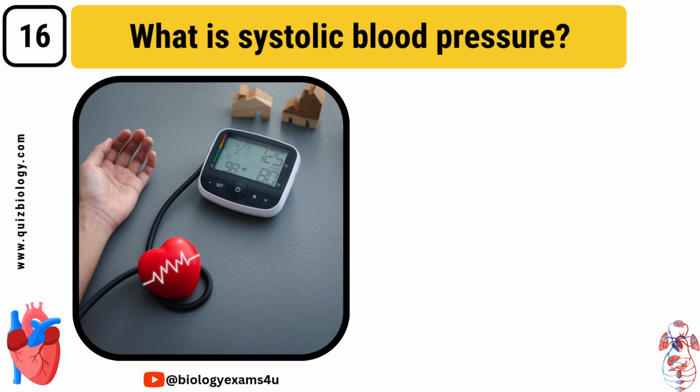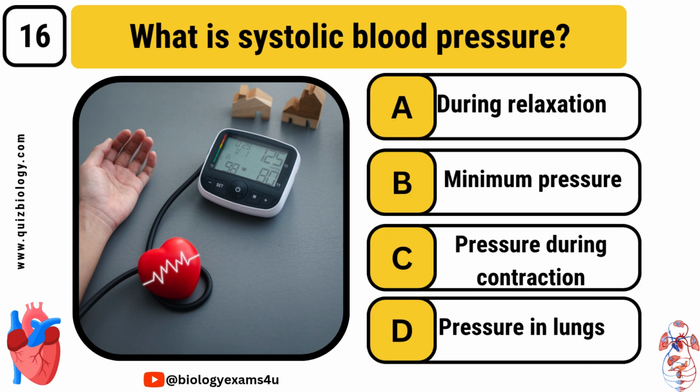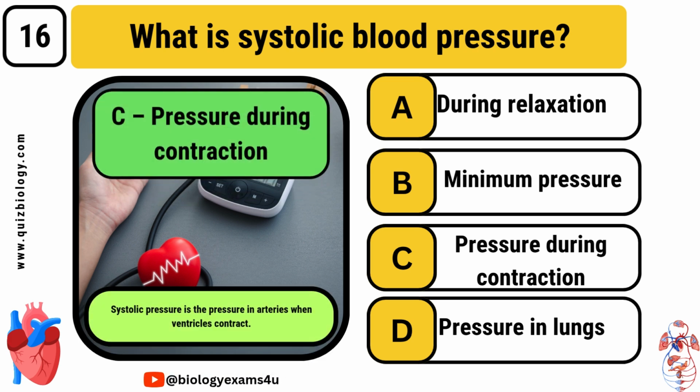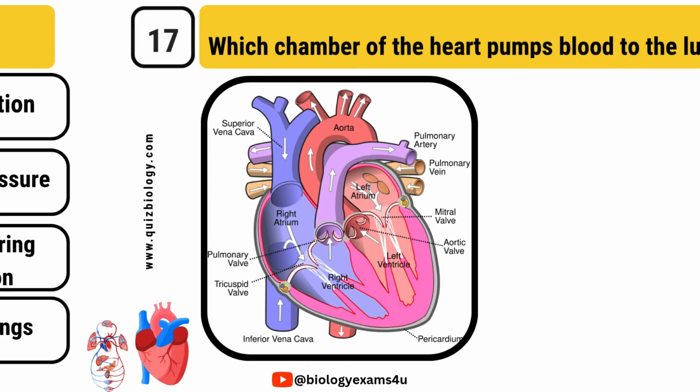What is systolic blood pressure? Pressure during relaxation, minimum pressure, pressure during contraction, pressure in lungs. It is the pressure in arteries when ventricles contract, or pressure during contraction.